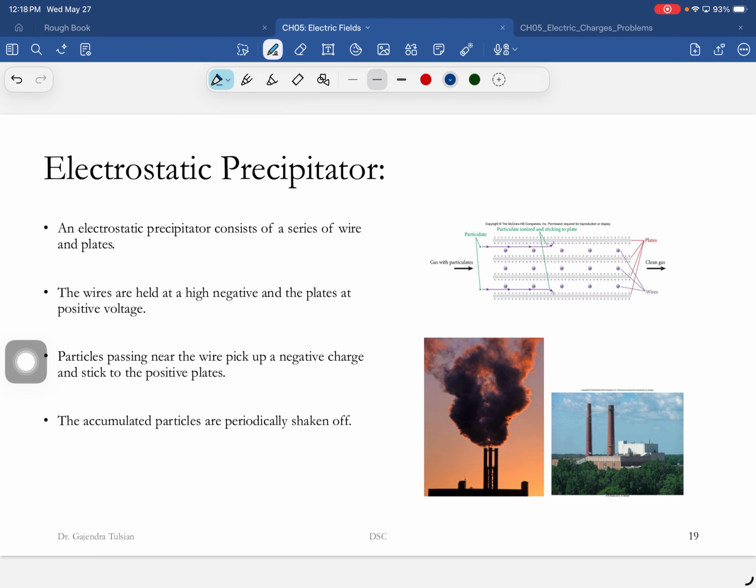So here are these smoke particles. The wire is spitting out electrons, and the electrons stick to the particles. The plate is positive, and now that the smoke particles are negatively charged, they'll go stick to the metal plates. So you remove all the smoke particles. And then every once in a while, you shake the metal plates and drop out the smoke particles. You can remove 99% of the particulate matter.